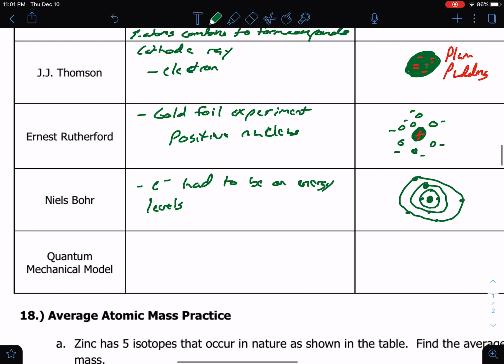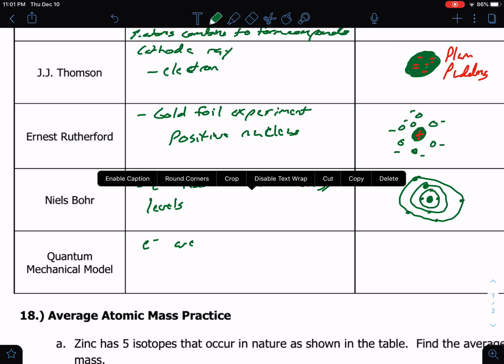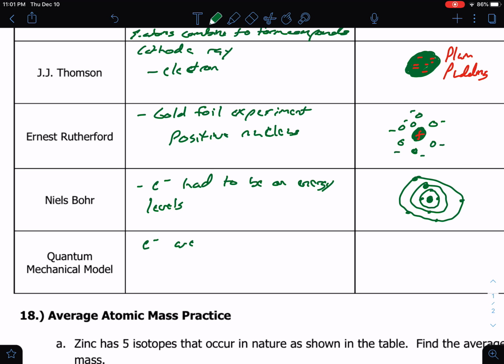Okay, and the quantum mechanical model. Basically, it wasn't nice flat rings that just floated there. It was electrons in three-dimensional orbits. See, it's kind of messed up again just because I touched it. Electrons are in 3D orbits.